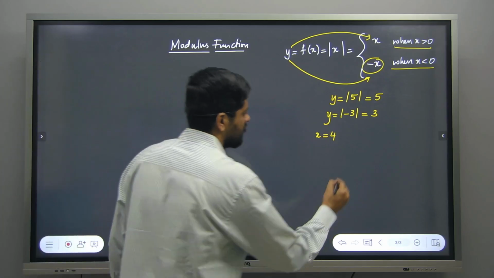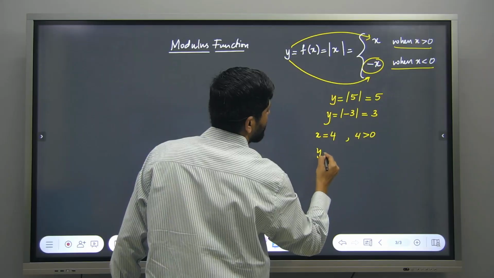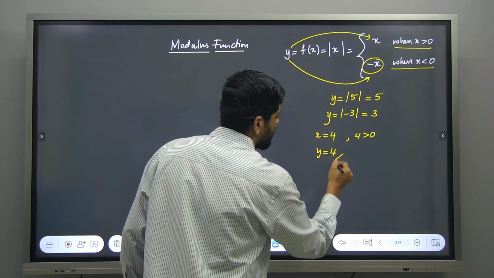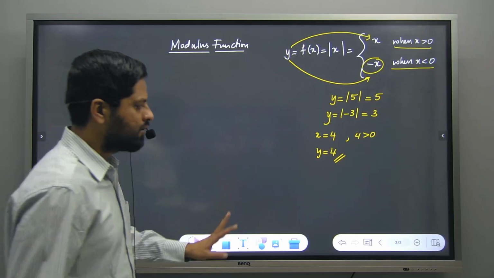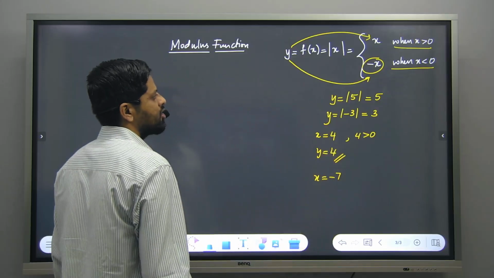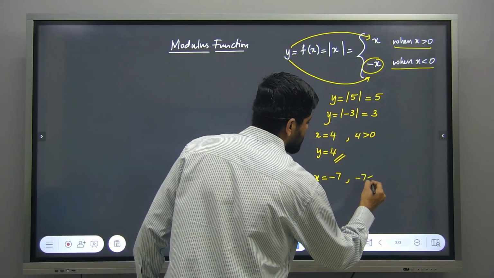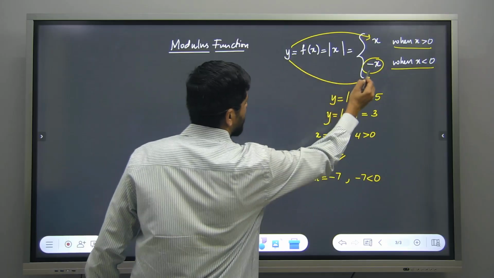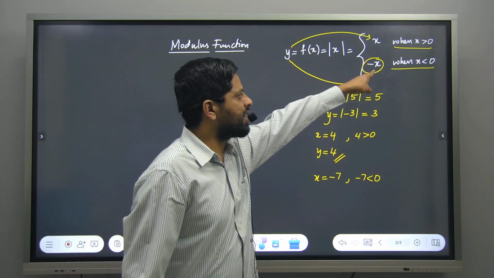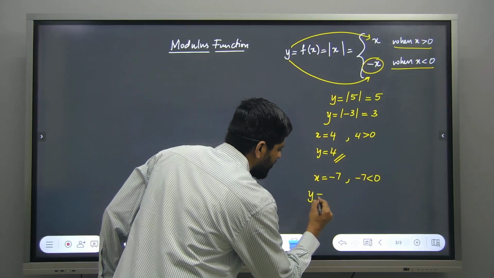4 is greater than 0. What did we say? What should y be equal to? x. What was x? 4. Clear. Now let me take x is equal to minus 7. Which condition, first or second? Second condition, because minus 7 is lesser than 0. What should y be? No, what did I say? Y should be minus x.